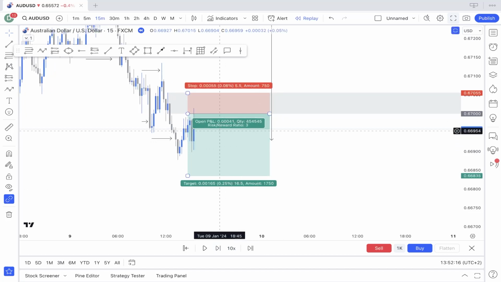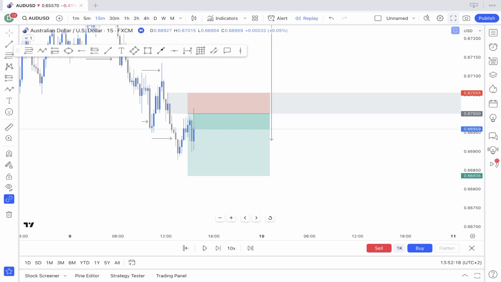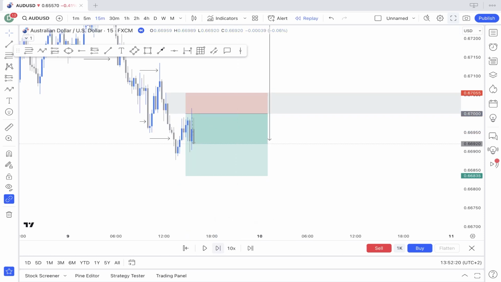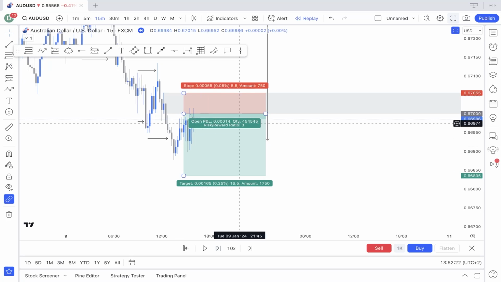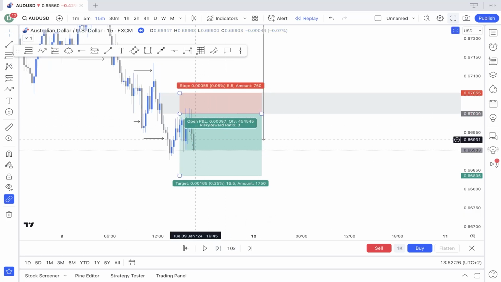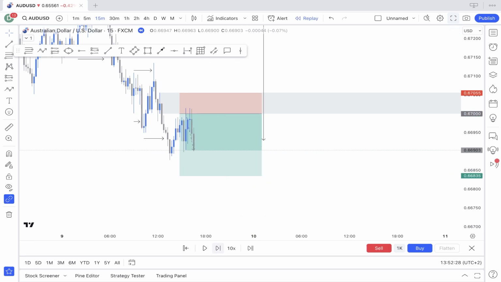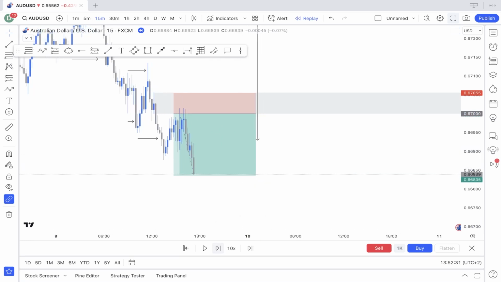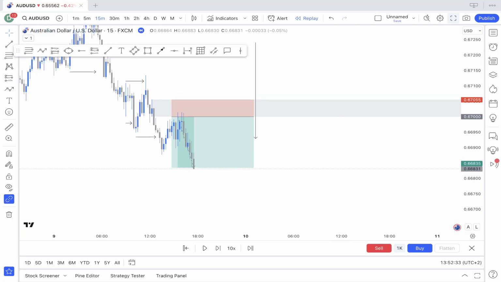Okay, we got tapped into right there. Beautiful sniper reaction. As we can see, running in some nice profits. Then we tested the entry price once again, and then beautifully running in some very nice profits. And if we play the price, we can see that it smashed the last take profit as well.